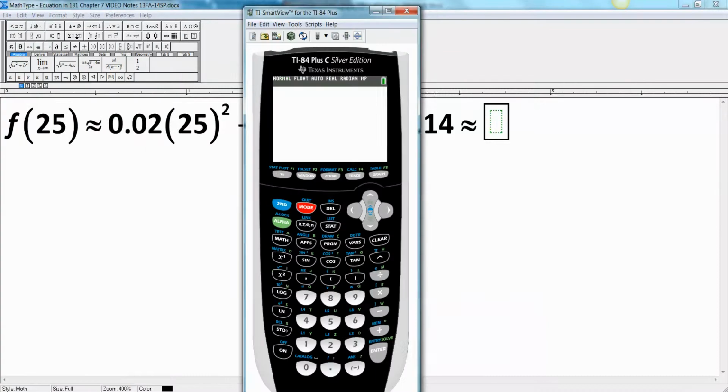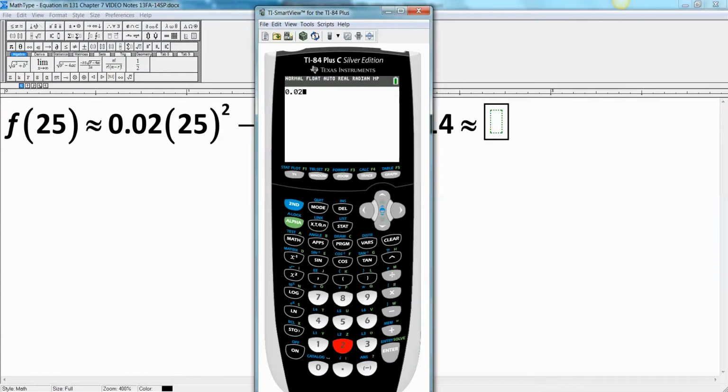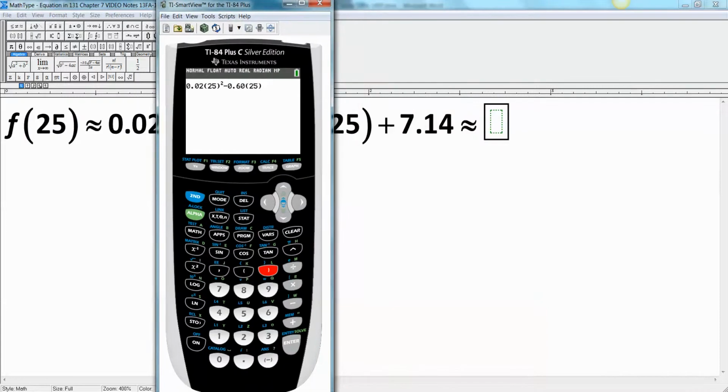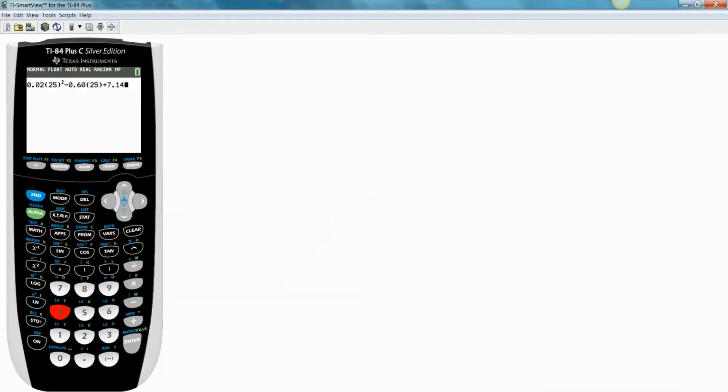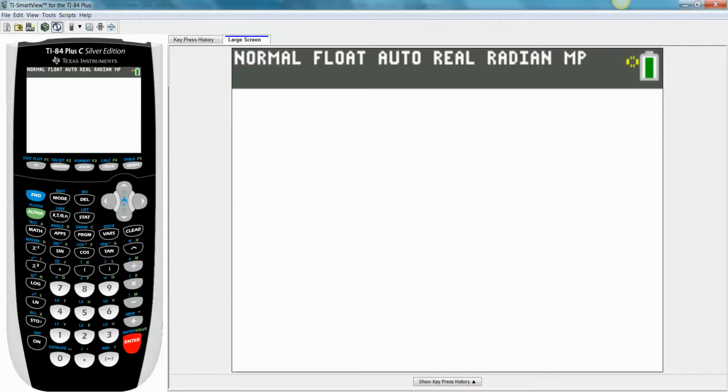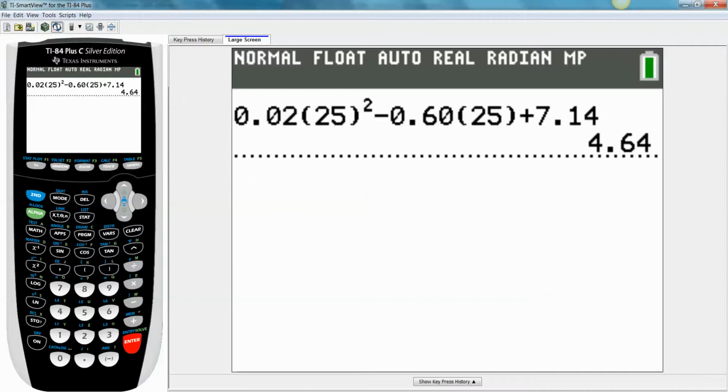So right now I'm just going to type 0.02 times 25 squared minus 0.60 times 25 plus 7.14. Enter. So around 4.64 or so. Now there's another way that's a bit more accurate.